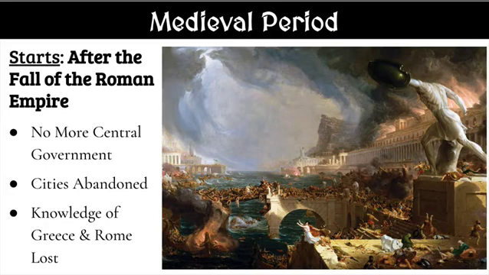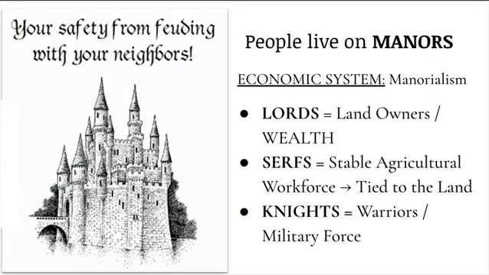The Germanic tribes are illiterate. There's no effort to really maintain any of that knowledge. It's all basically lost. All right. And the people, as we said, they abandon the cities and they end up going to the countryside. And what develops is a system known as manorialism.